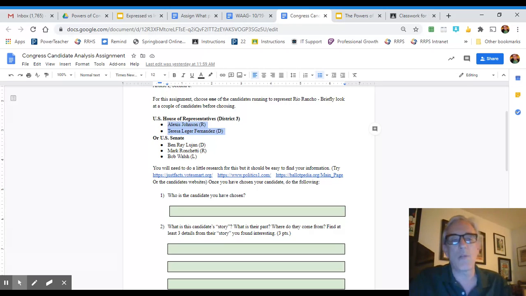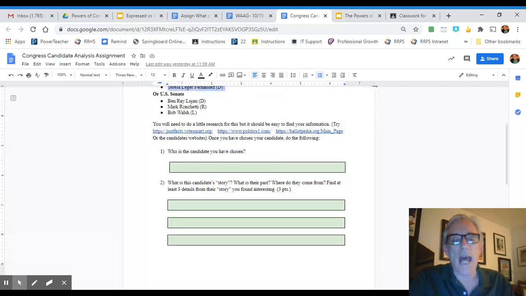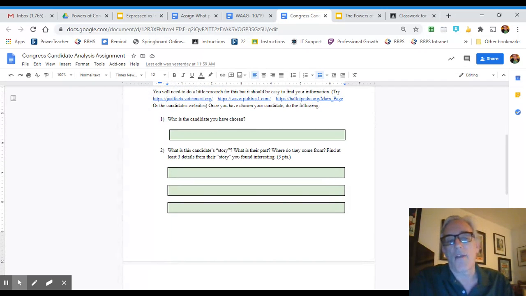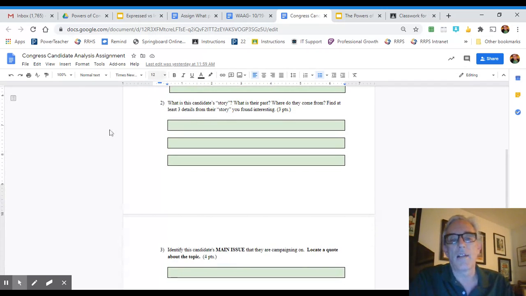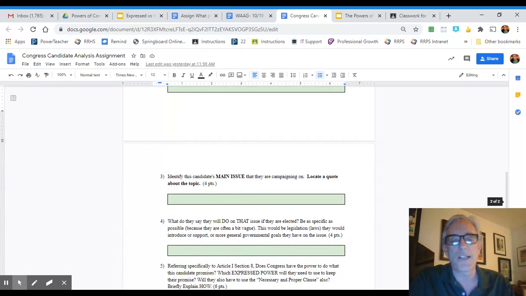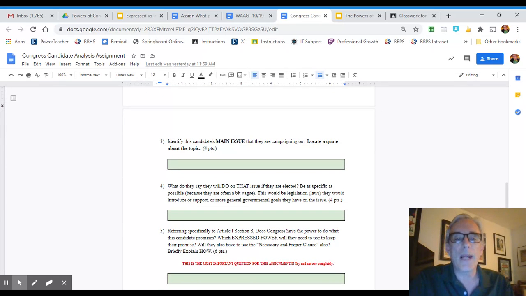Take a look at them, see what they have to say, and then pick one that you want to look into a little more deeply. You're going to be asked to give their name, obviously, a little bit of background, just like you did with the presidential candidate. And then I'm going to ask you to find what you think their main issue is, what it is that they are really hoping to do something about once they get elected. And I'll show you a couple of resources to help you with that.